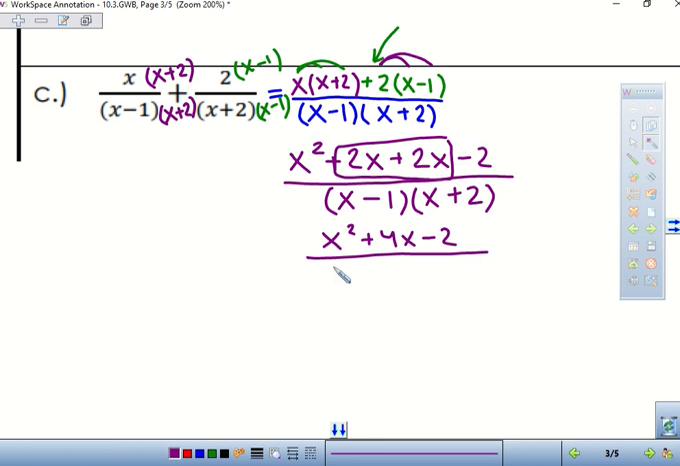And then what you want to check is whatever you ended up with as a result, see if it factors again. In this case, does everybody see why that doesn't factor again? Yeah, there's no factors of -2 that add up to 4, so we just leave it the way it is. But if it does factor, you do want to factor it, because sometimes that does happen. All right, any questions about that? What would the restrictions be? 1 and -2. All right.